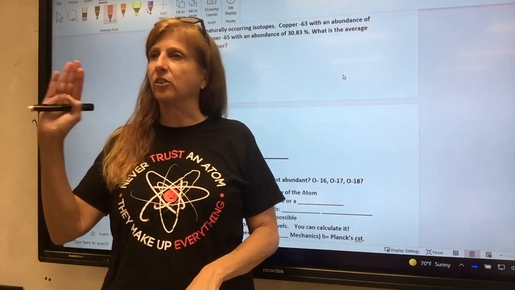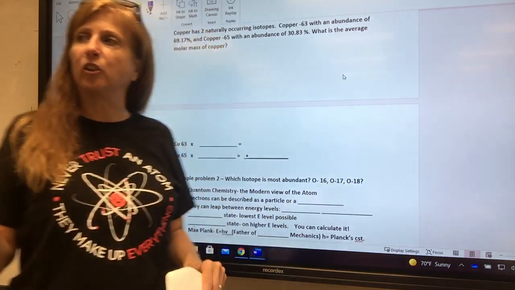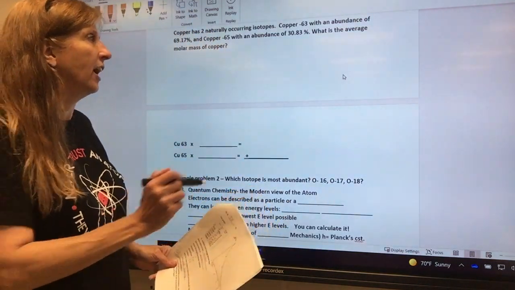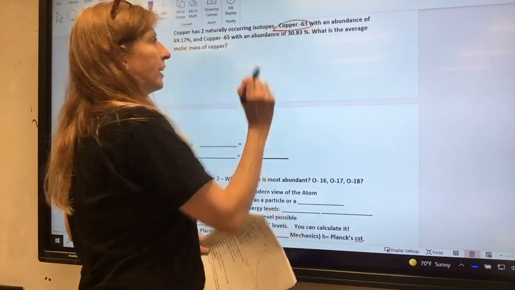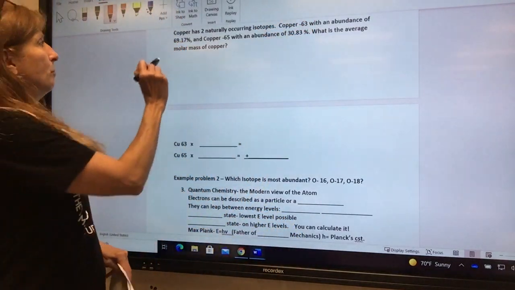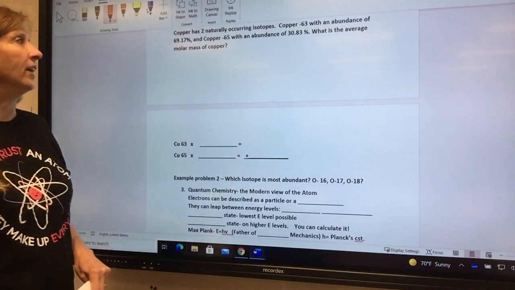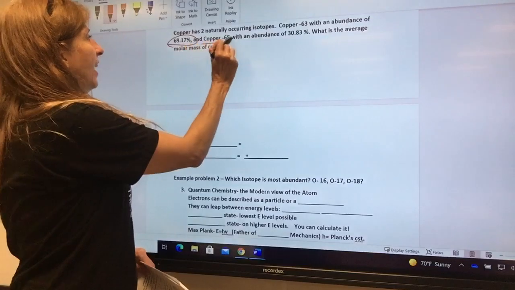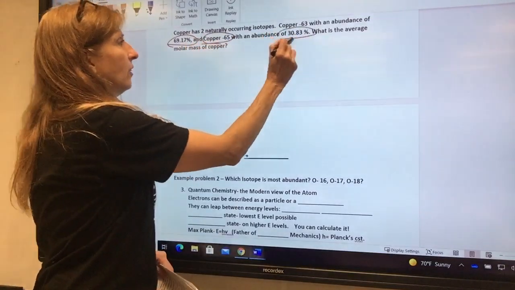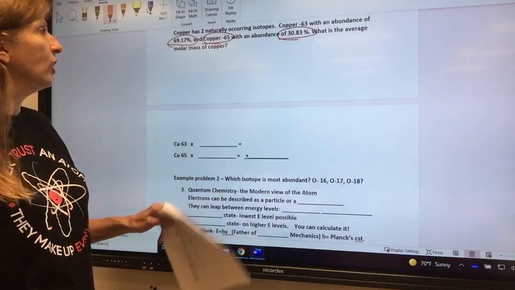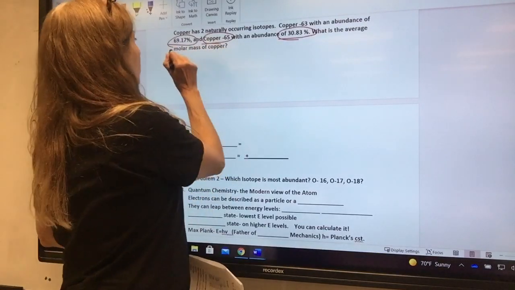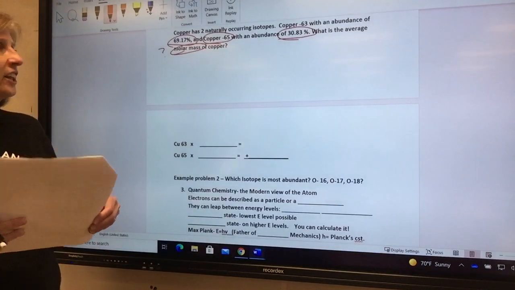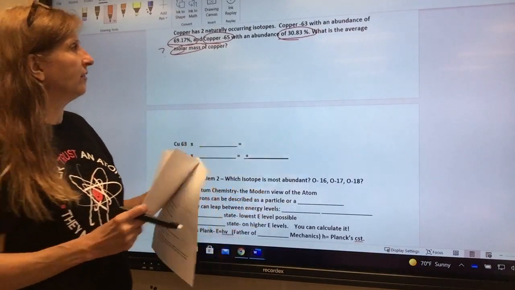Math problems are great because you can do them on your calculator, right? Don't even have to do the math like it's 3rd grade anymore. Okay. Copper has 2 naturally occurring isotopes. Copper 63, with an abundance of 69.17, and copper 65 with an abundance of 30.83. What is the average molar mass, so that's our question, of copper? So that's the only important stuff, the stuff that I circled.